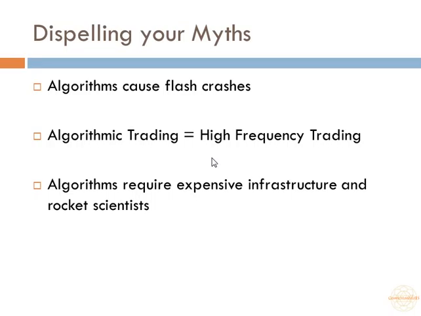The third and most common myth is that algorithms require some expensive infrastructure and rocket scientists. It is true that algos do require some additional expenditure on infrastructure and human resources. But today, we are moving in using better technology for everything. And in our technology-centric world, the cost and the expense associated with algorithmic trading systems is quite affordable when compared to the benefits provided by these systems. Now let's discuss some of these myths in a little more detail.